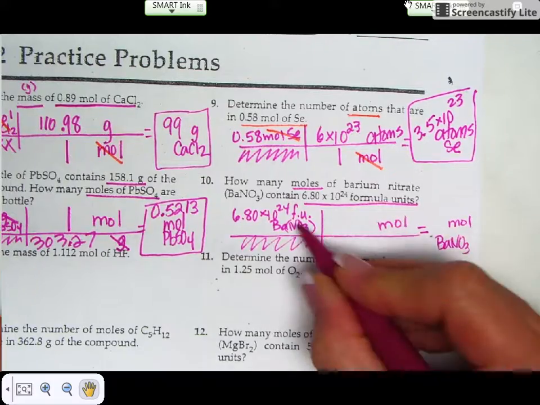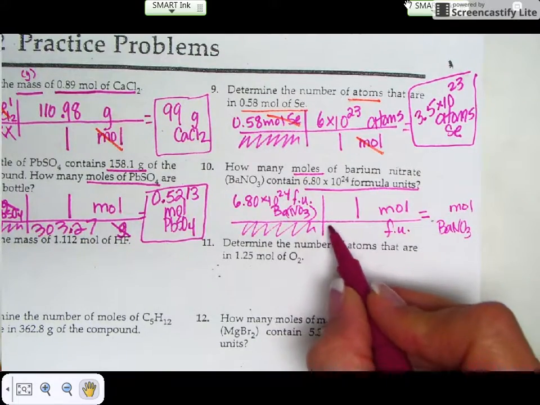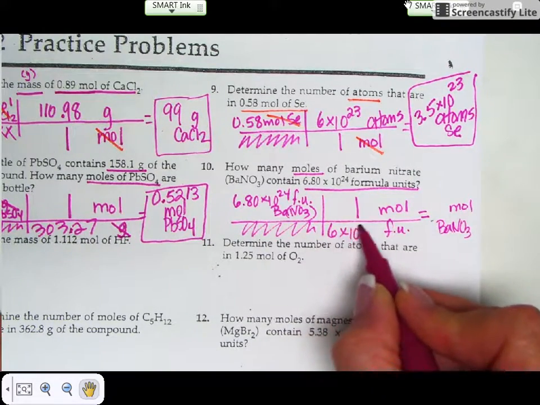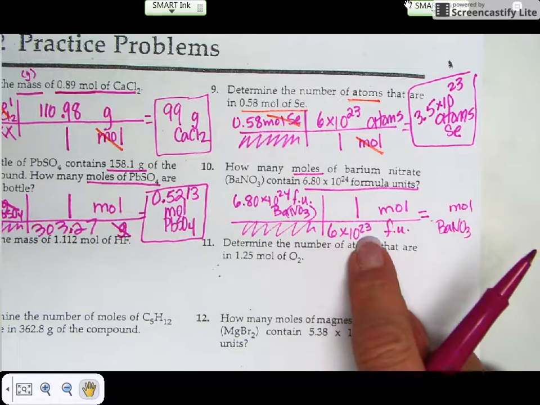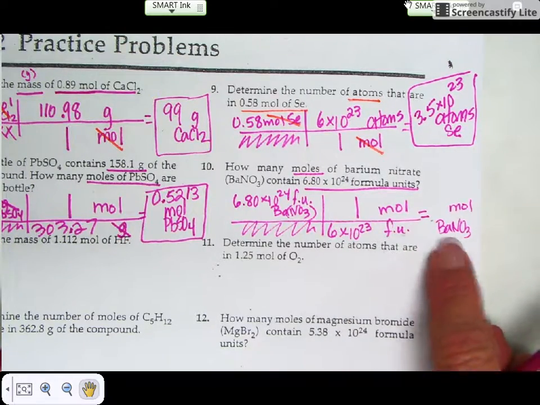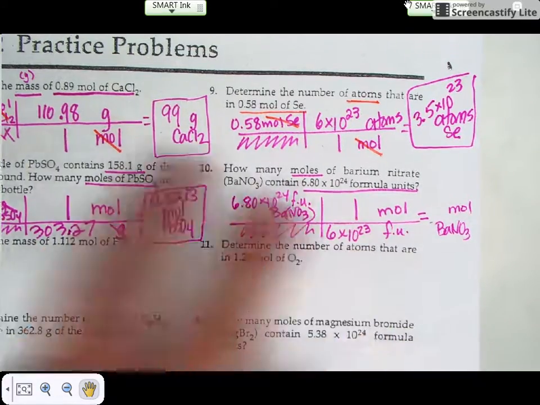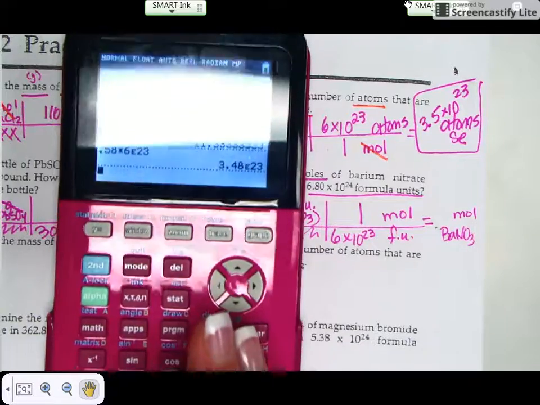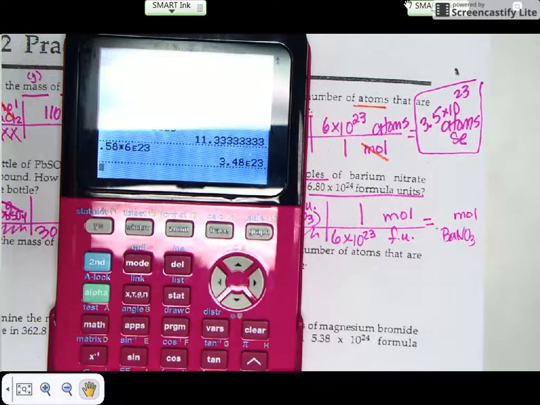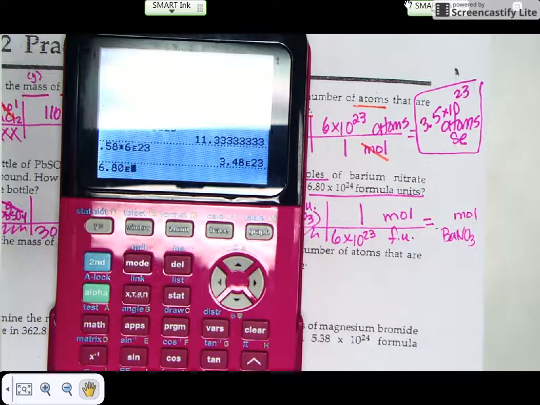Moles needs to go on top. I need formula units on bottom. And remember, moles always gets a 1 beside of it. We know that there are 6 times 10 to the 23rd of our representative particles in 1 mole of any substance. This is ionic, and that's why they're called formula units. So we're going to divide. So watch me plug this in. All right, we're going to plug in 6.80, second comma, that's times 10 to the 24th.